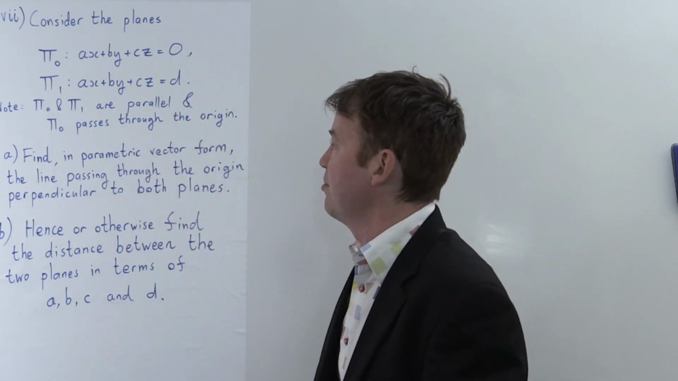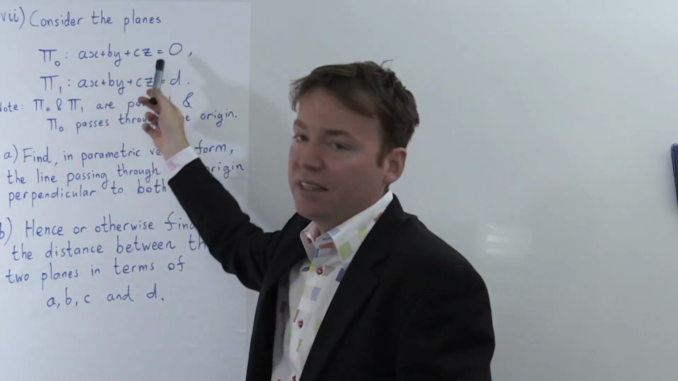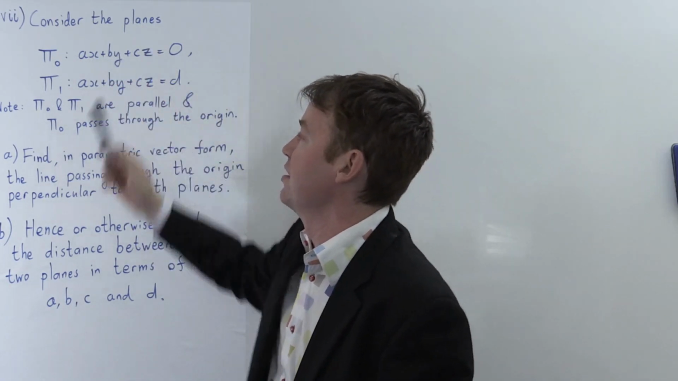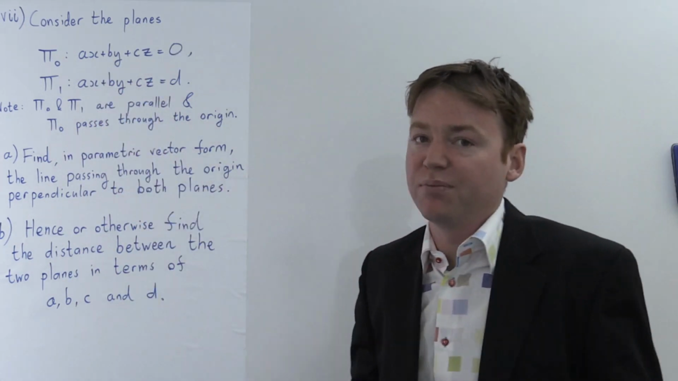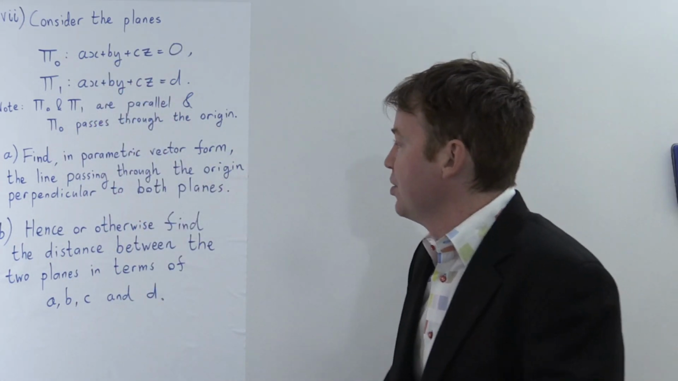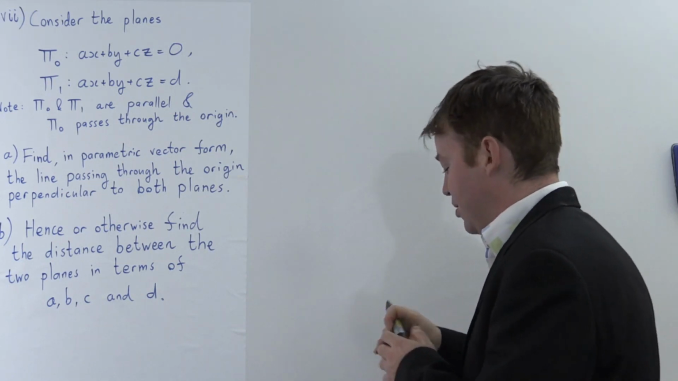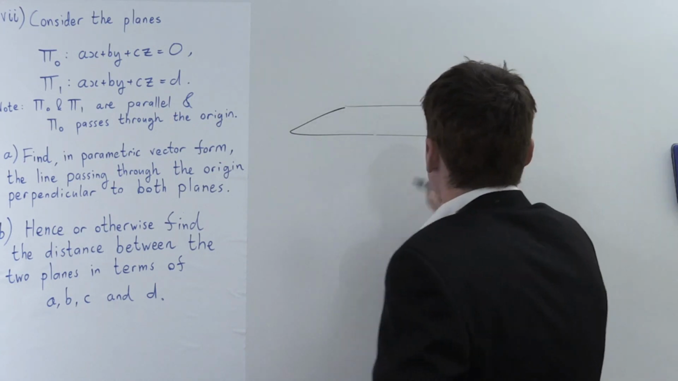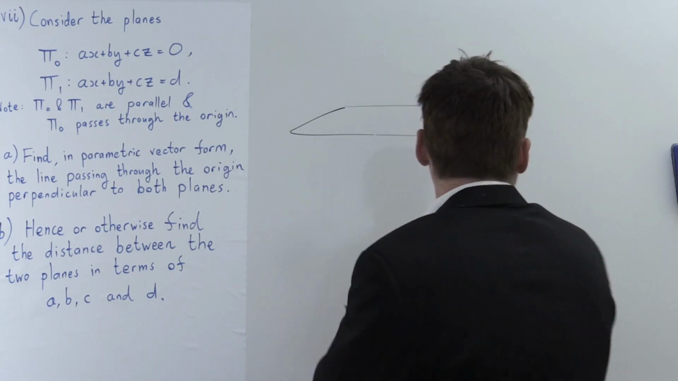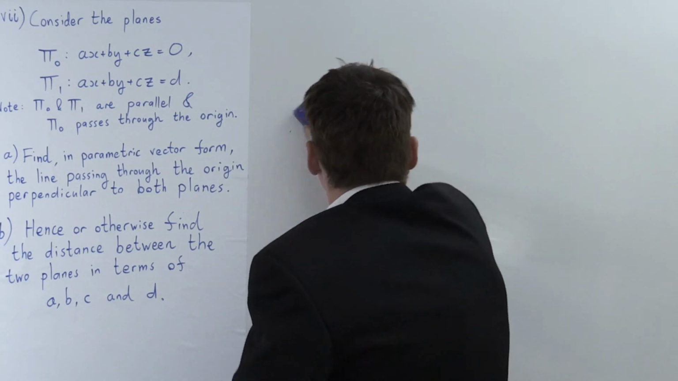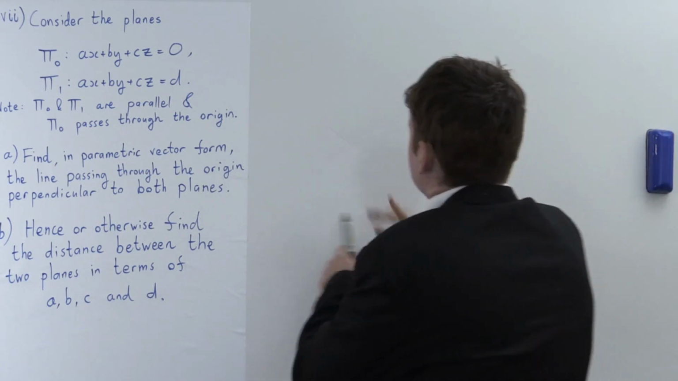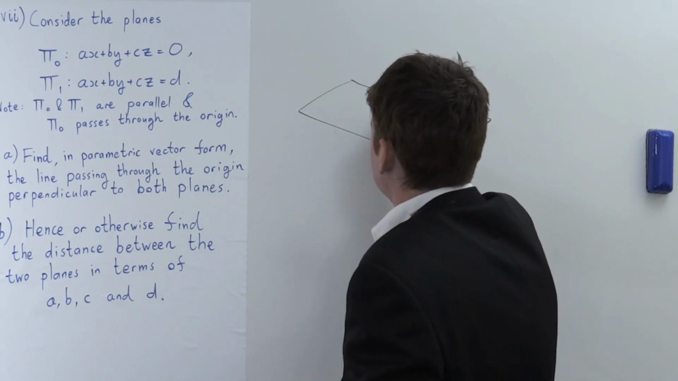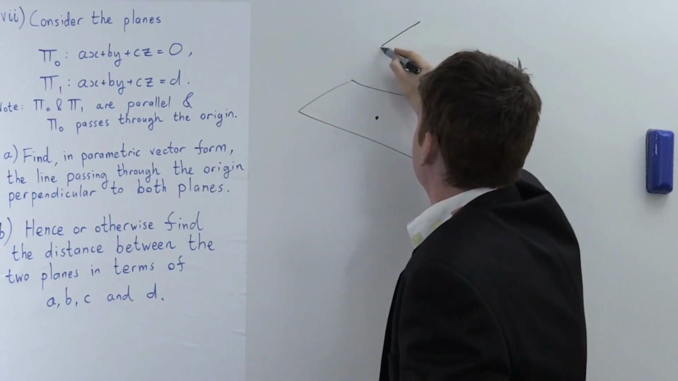You could have determined they're both parallel because they have the same normal a, b, c. And you could have determined that this one passes through the origin just by setting x, y, and z to be equal to 0, and that being a point that satisfies the equation. So just to set up what's going on here, I'll draw an illustration. Here's one plane, maybe at a bit of an angle, passing through the origin, and here's a parallel plane.